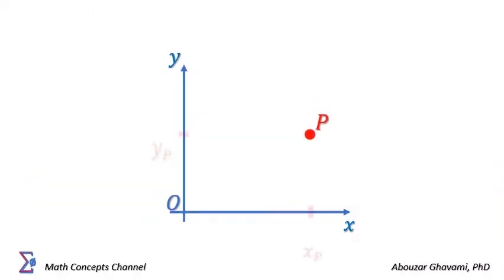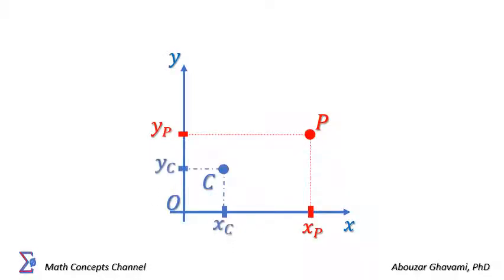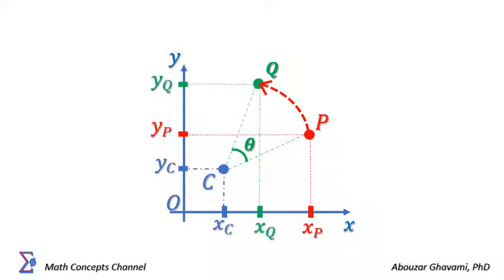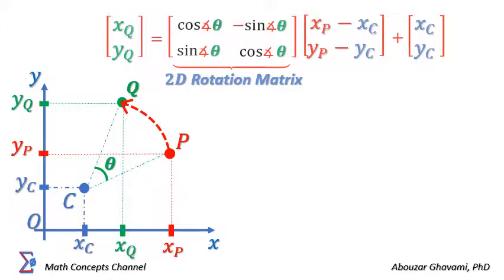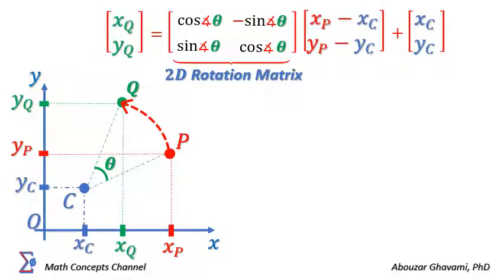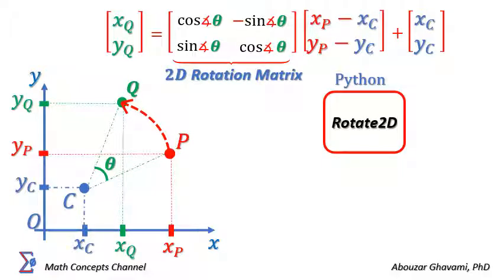Let's consider point P in two-dimensional space. Let's consider center point C in two-dimensional space. Let Q denote the counterclockwise rotation of point P with angle theta around point C. Using the equation for rotating a point around another point in two-dimensional space, we write a Python function that finds the coordinates of rotated point Q based on rotating point P, center point C, and angle theta.